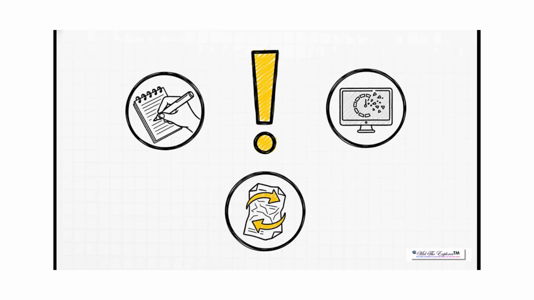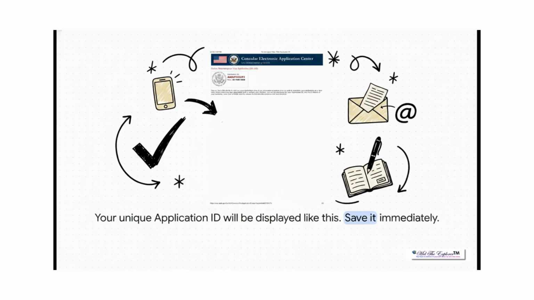Okay, hang on. If you forget everything else I tell you today, please remember this. Write down your application ID. This is a big deal. The website can time out, your computer could crash, and if you don't have that ID, you can't get back into your application. You'll have to start all over from scratch. No one wants that.